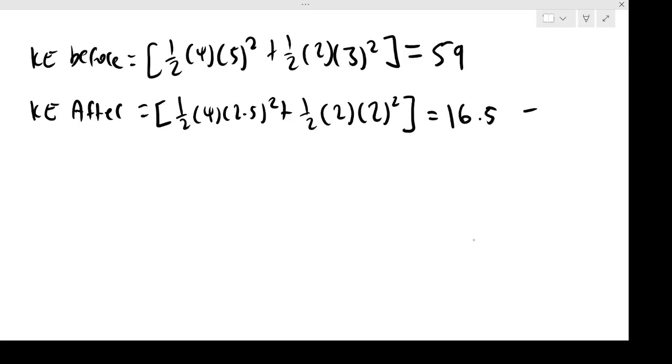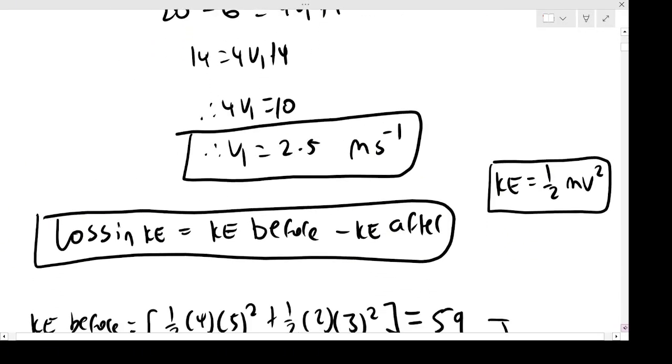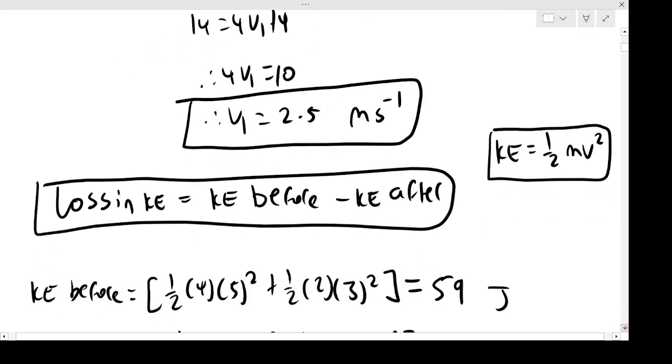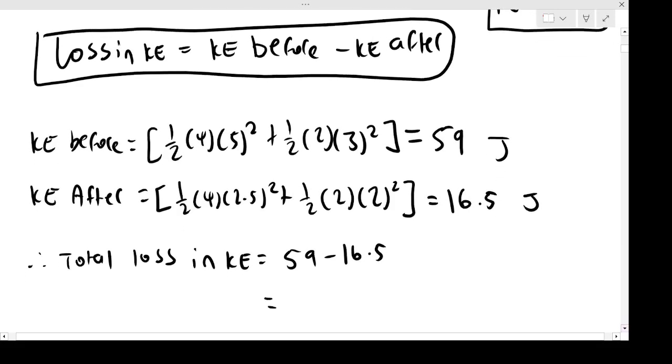16.5 there. And again, this is all in joules, right? This is my kinetic energy in joules. Therefore, we can calculate the total loss in kinetic energy. And that's going to be, again, if we look at our formula, kinetic energy before, take away kinetic energy after. So that's going to be 59, take away 16.5. And so I will get the loss in kinetic energy of 42.5 joules. And that's my total loss in kinetic energy there.